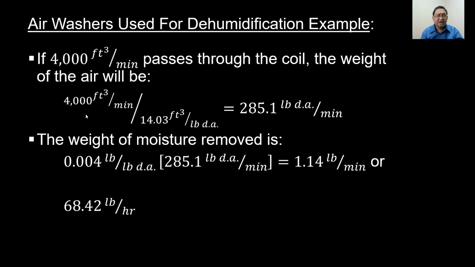And again, supposing 4,000 cubic feet per minute passes through the coil, the weight of the air will be 4,000 cubic feet per minute divided by 14.03 cubic feet per pound of dry air, and the result will be 285.1 pounds of dry air per minute. And so the weight of the moisture removed is 0.004 times 285.1 pounds of dry air per minute. The result will be 1.14 pounds of moisture per minute, or 68.42 pounds per hour.